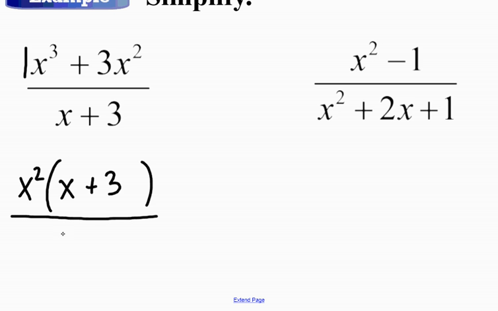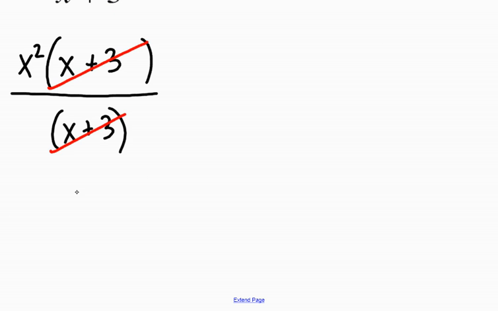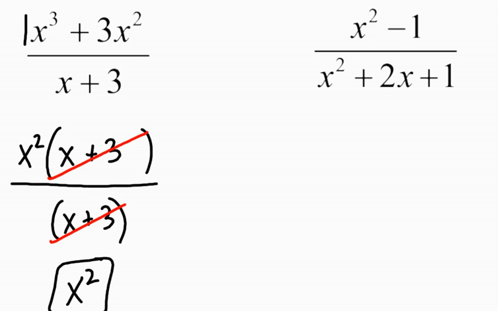So the top looks like that. The bottom is x plus 3. I'm just going to put parentheses around it because they're really grouped together. And then I notice x plus 3 and x plus 3 can divide out. So I'm left with just x squared. Second one. Factor the top. I have x squared minus 1.